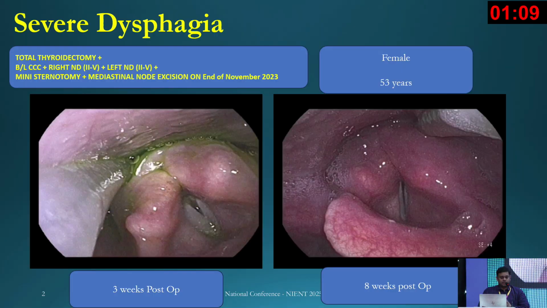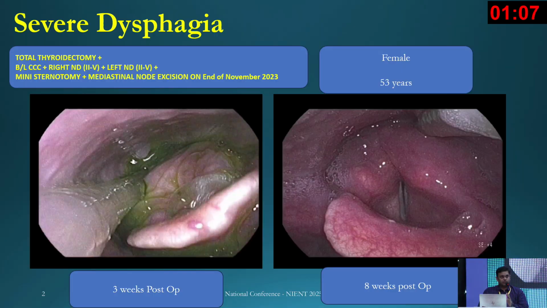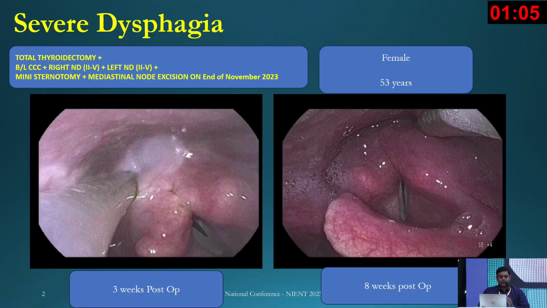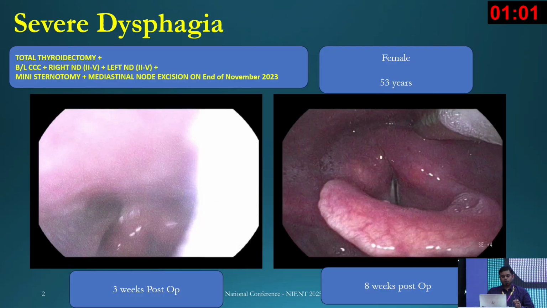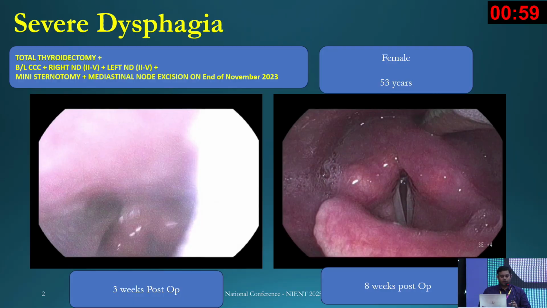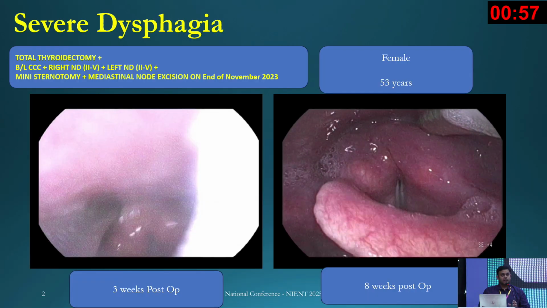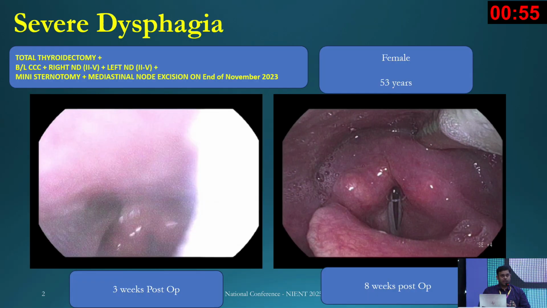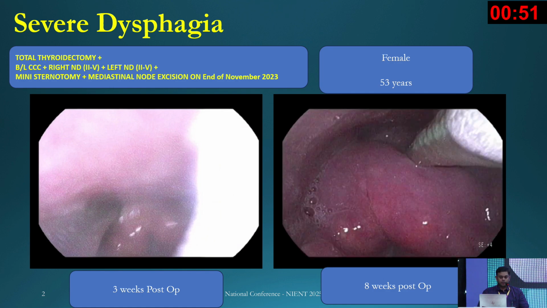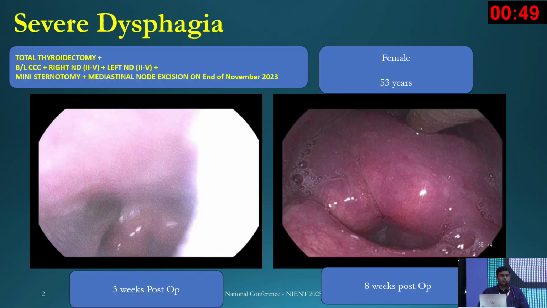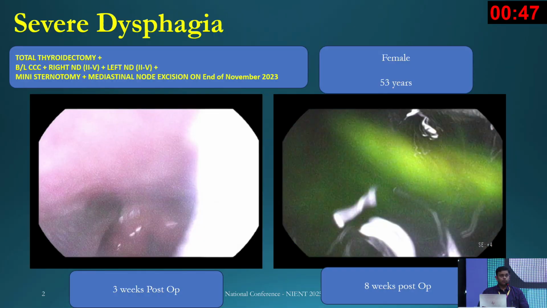So that is the status at 3 weeks post-op, and it helps us decide whether or not to initiate oral intake. And next, the same patient after 8 weeks post-op: there is some reduction in the edema as well as an increase in the phonatory gap, which indicates some amount of improvement. We have given the same liquid trial, and as I said, there is some amount of space that can be observed posteriorly.